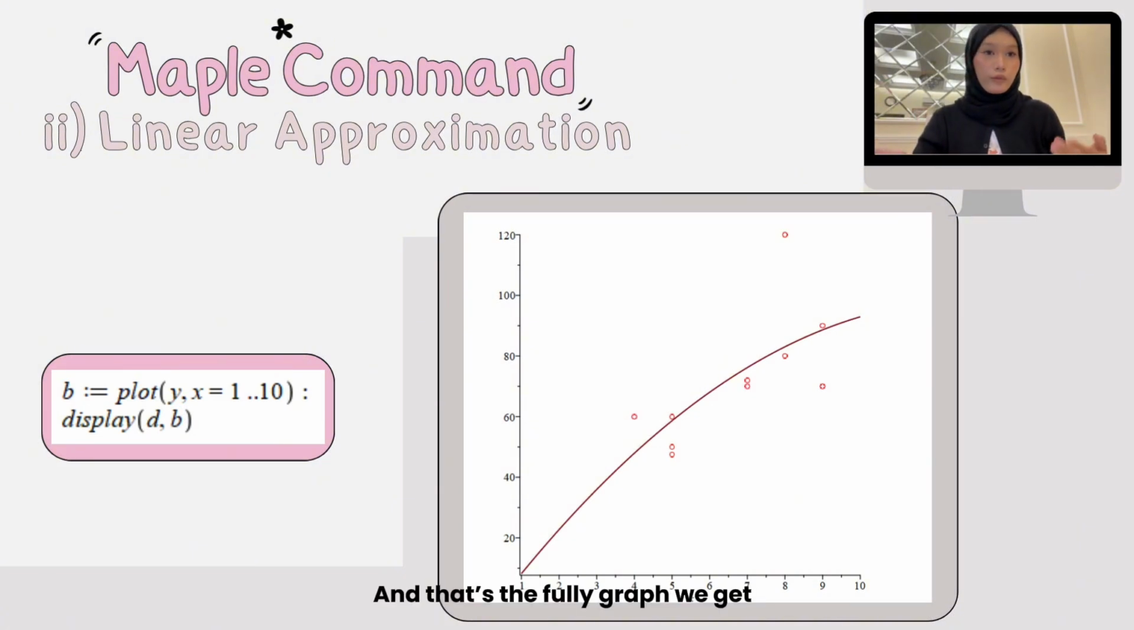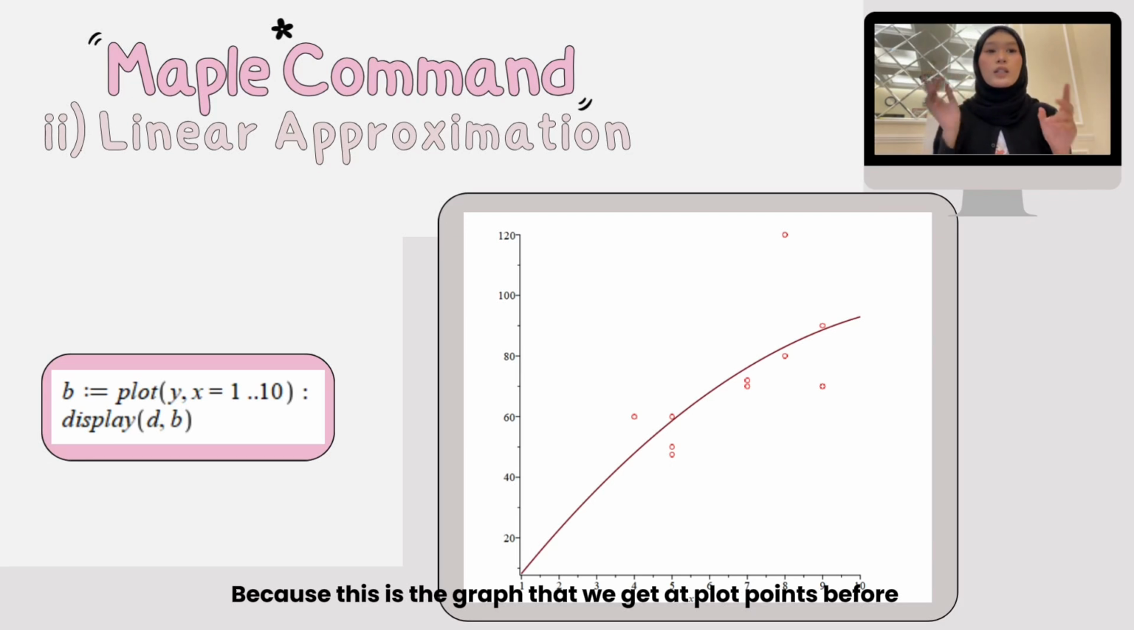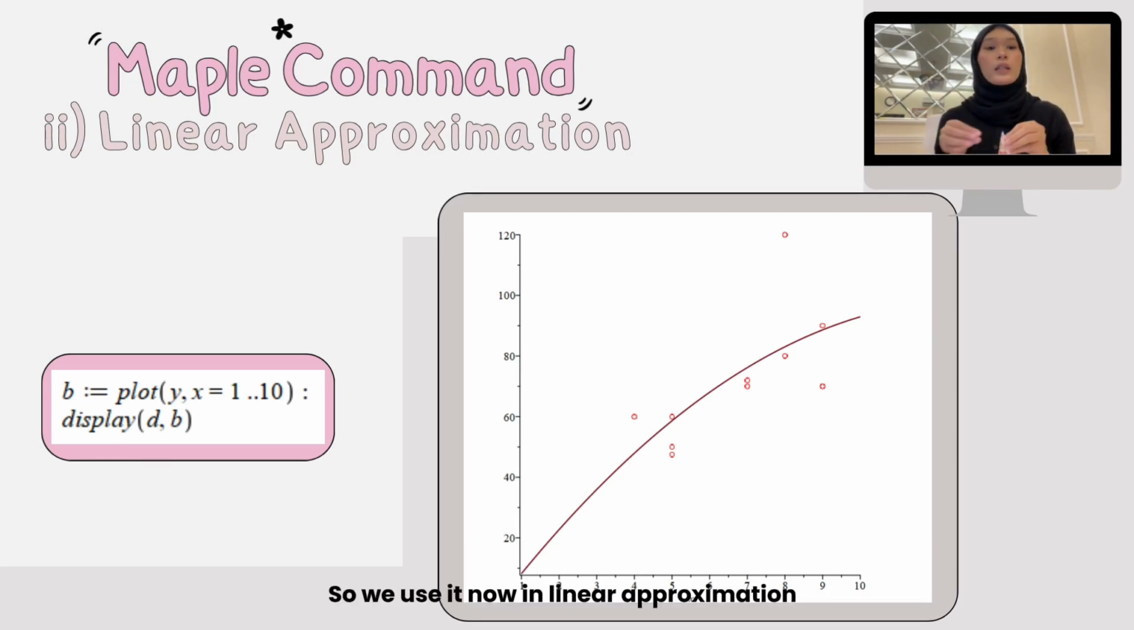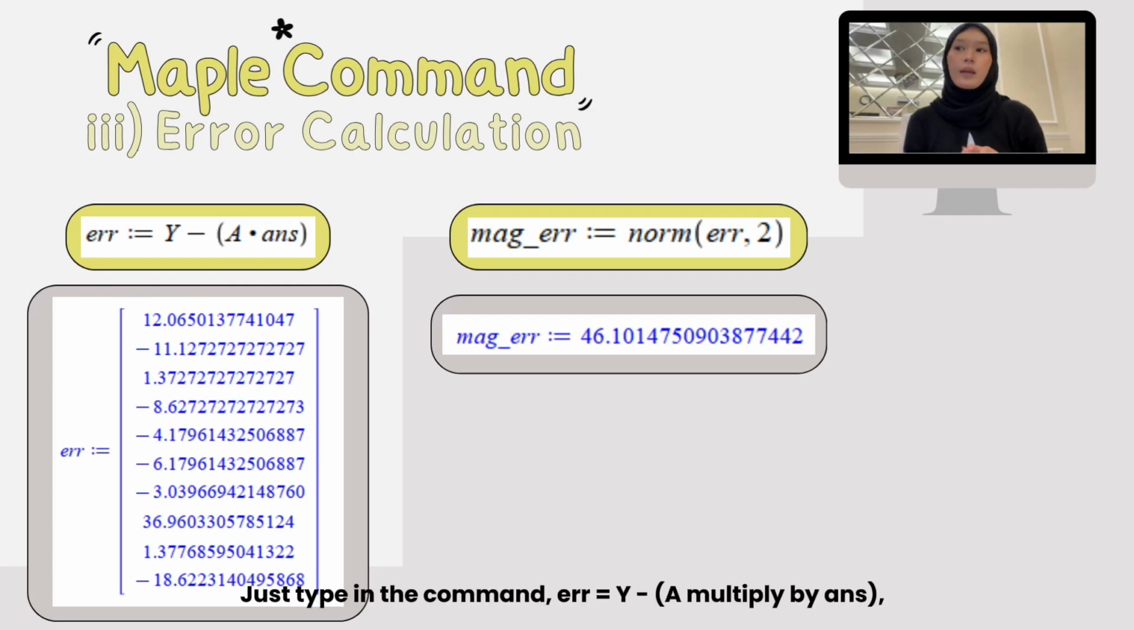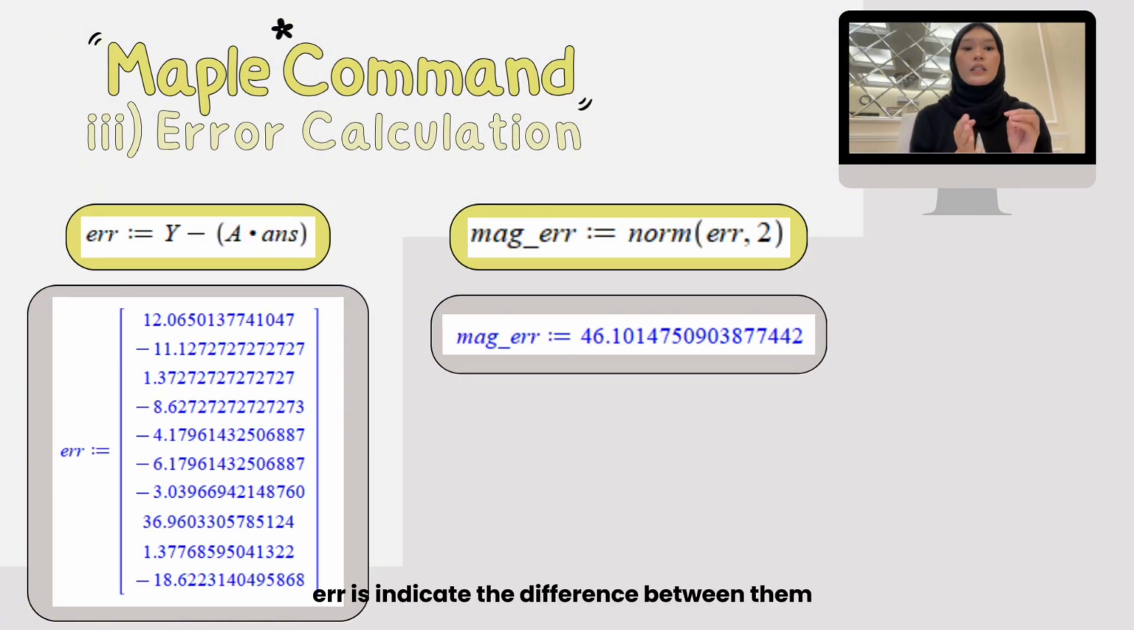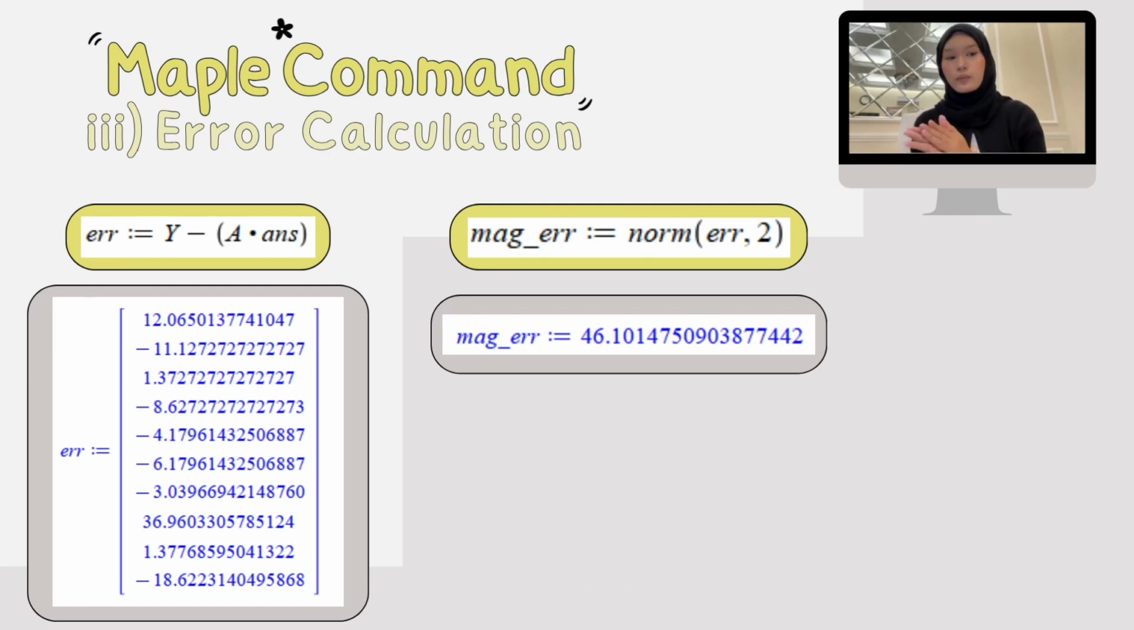And that's the full graph we get, because this is the graph that we used at the plot points before. So we use it now in linear approximation, and we got the full version of the graph. Lastly, we calculate the error vector. Just type in the command ERR equal to y minus in bracket a multiplied by answer, close bracket. ERR indicates the difference between them, so the answer is as below.